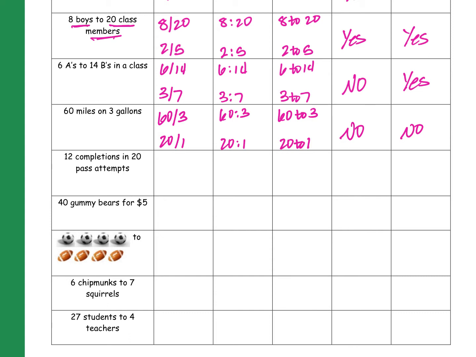Okay, how are we doing on time? I want to keep track of that. Oh, we're doing good. Okay, 12 completions and 20 pass attempts would be 12 to 20, and then you could lower that down to 3 to 5. Is that right? 3 to 5? Yeah, good. So 12 to 20, 3 to 5.